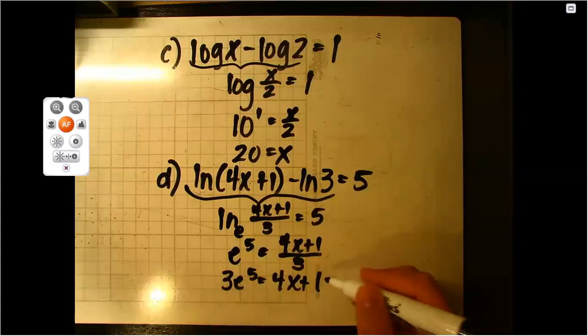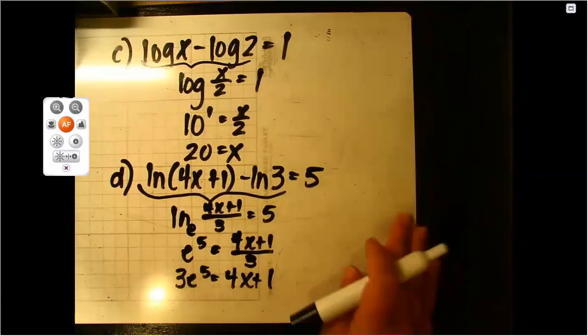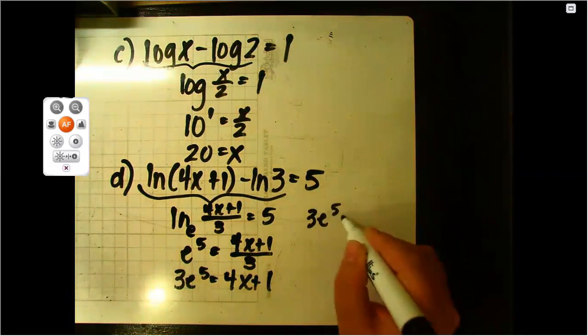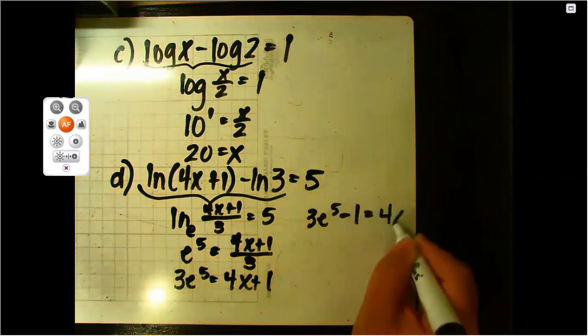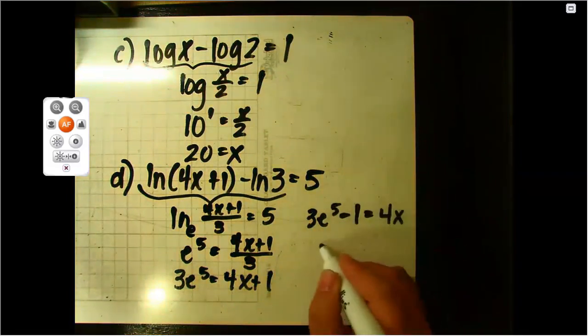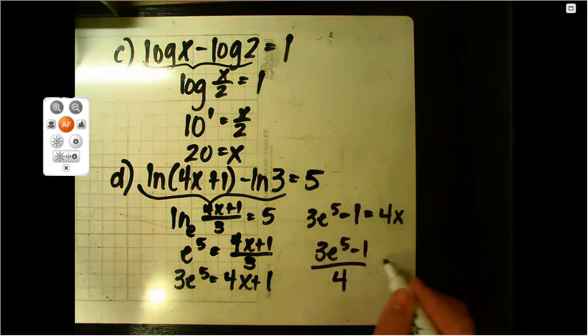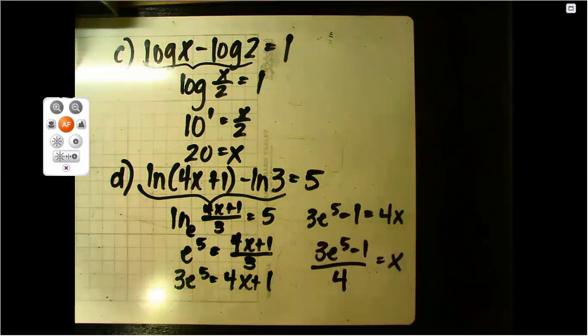So I'm going to come up here. Let's move this over a little bit. So I have 3e to the 5th minus 1 equals 4x, and then divide by 4. So we get 3e to the 5th minus 1 over 4 equals x. All right. And then you can kind of do a little mental math.